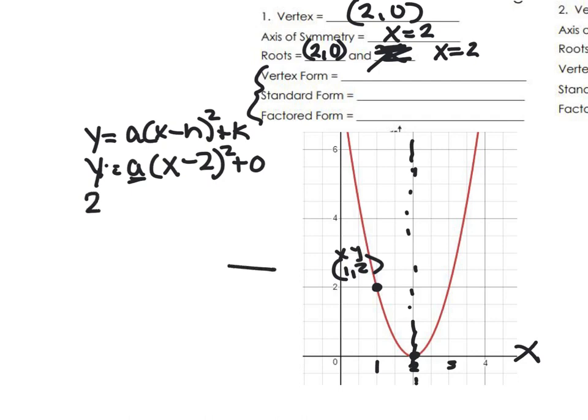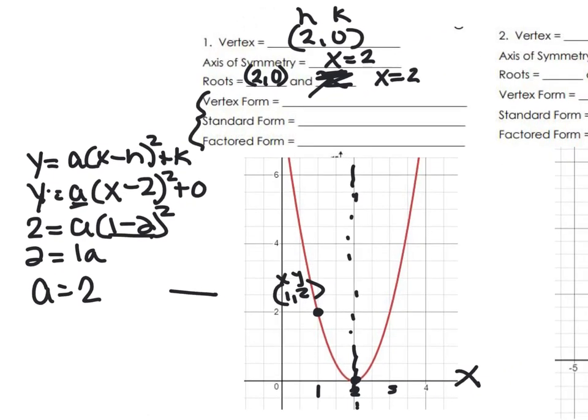So I'm going to plug in for x and y so I can solve for a. So 2 equals 1 minus 2 is negative 1 squared, times 1a. So a equals 2.